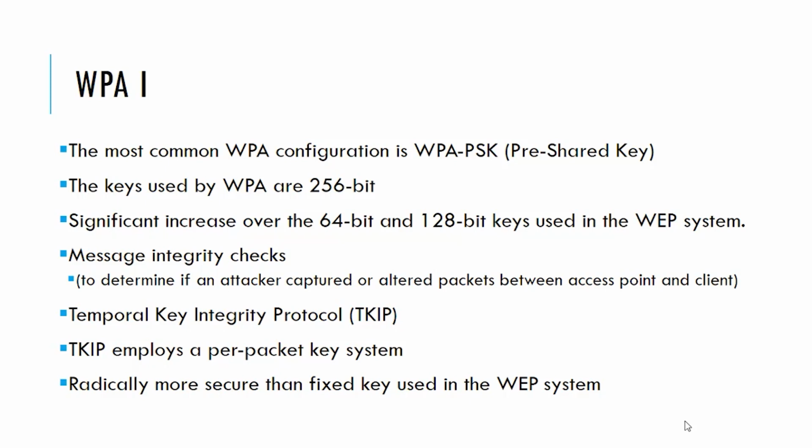The encryption algorithm used by WPA 1 was called Temporal Key Integrity Protocol, or TKIP. TKIP employs a per-packet key system. Remember, WEP had many problems with its key, which was stagnant, not a rotating key. Here we are trying to treat these problems through a per-packet key system, which makes it harder to figure out the key and harder to break this encryption algorithm. It is radically more secure than the fixed key used in WEP. So WPA had many advantages, innovations and advancements over WEP.